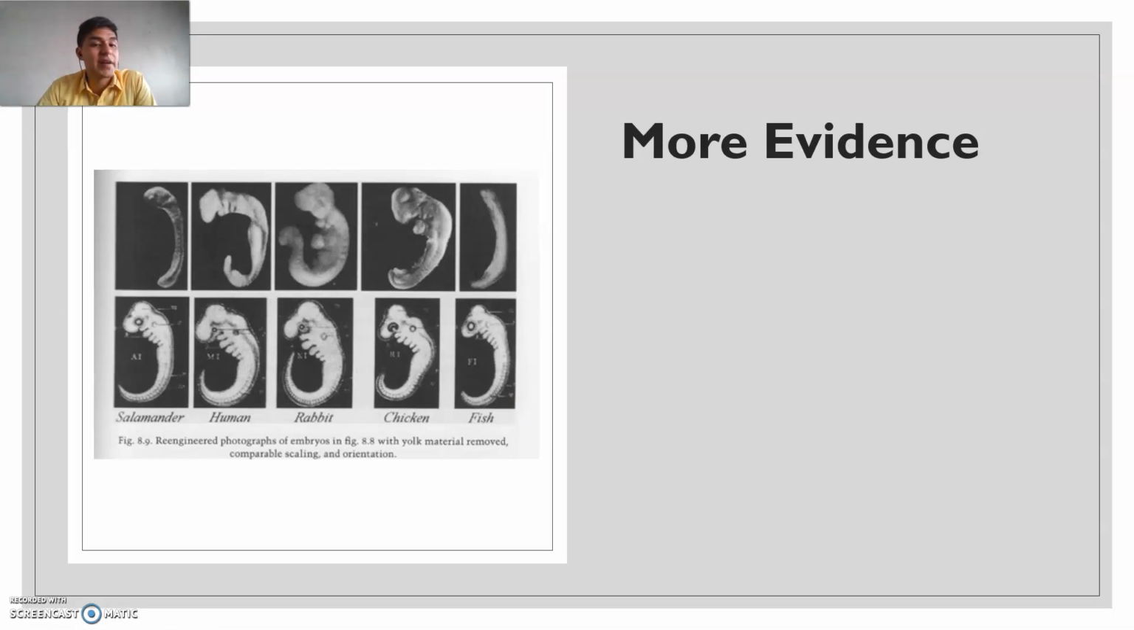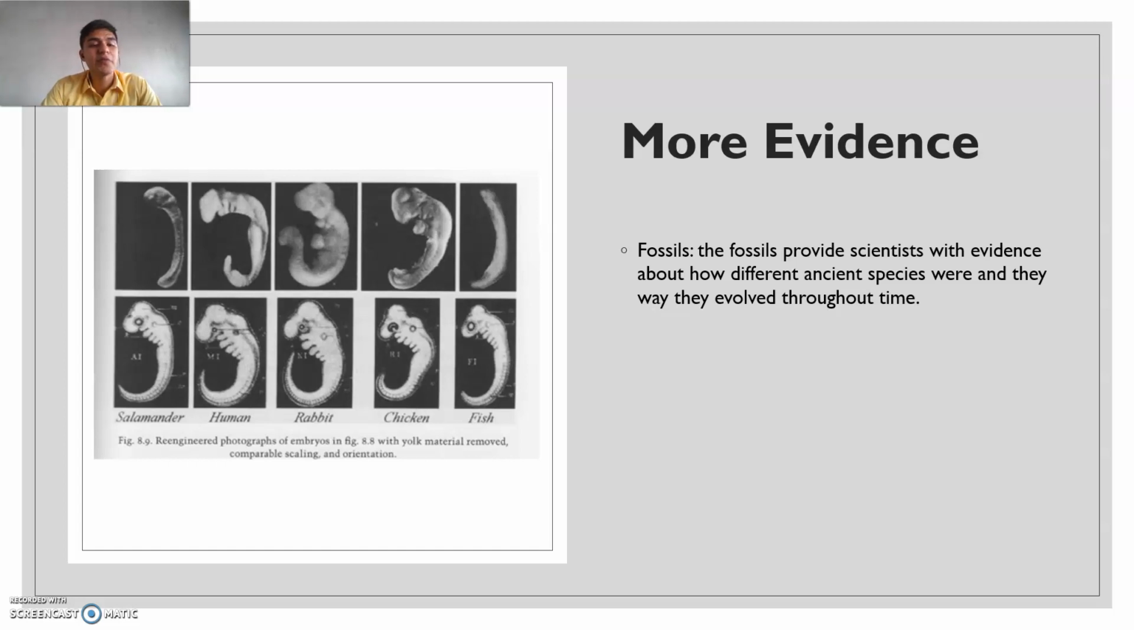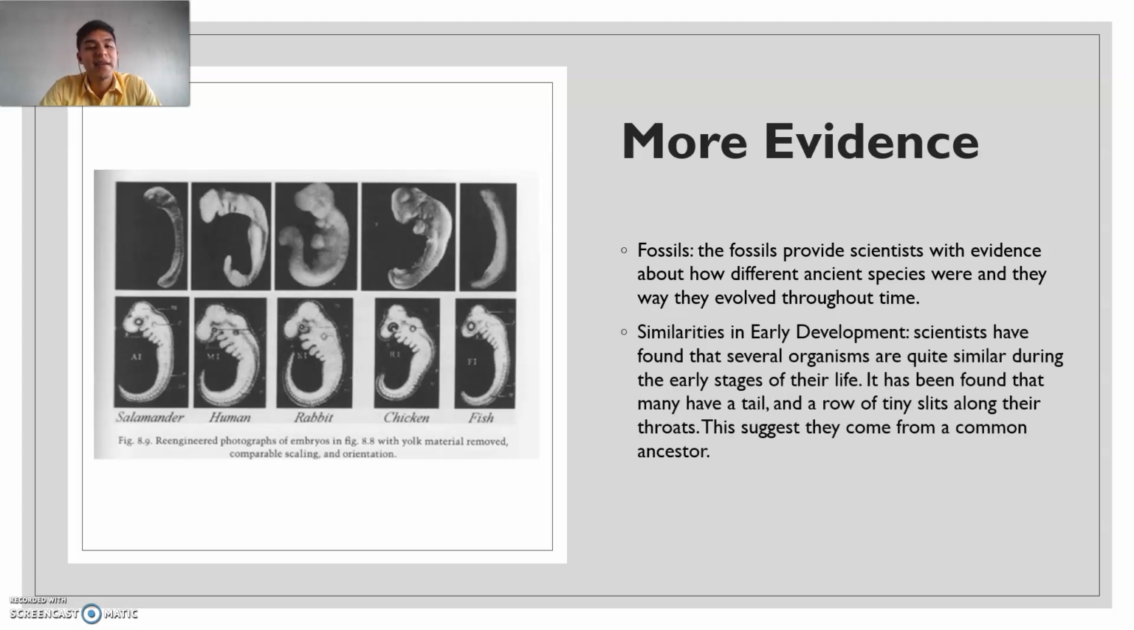So scientists theorize that at some point in history, all of these species actually were developed from the same offspring, or from the same species. And over time, of course, it changed a lot. And we're going to talk a little bit about fossils. The fossils provide scientists with evidence about how different ancient species were and the way they evolved throughout time.